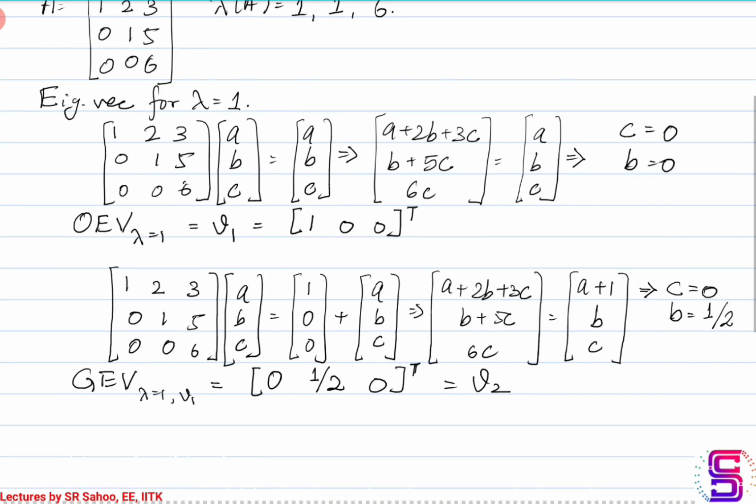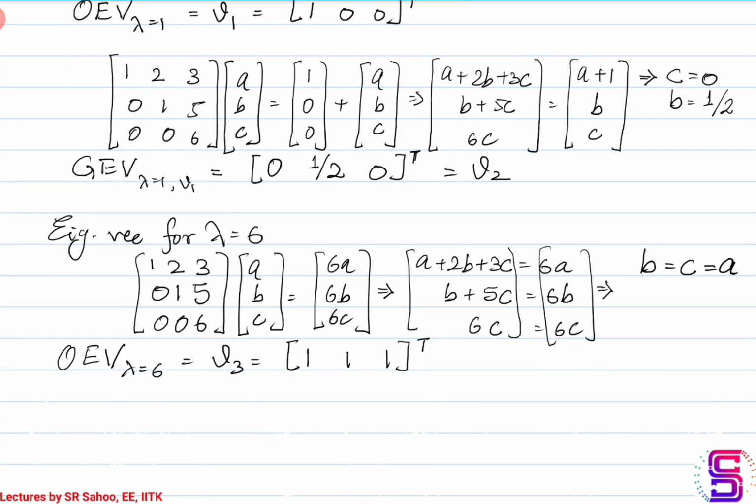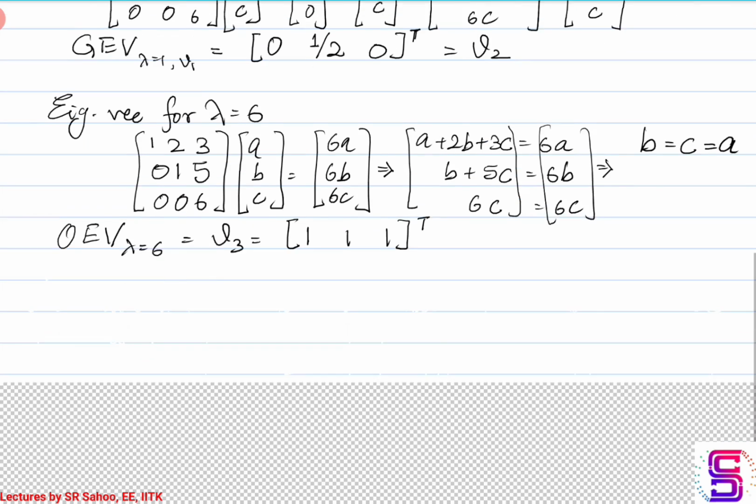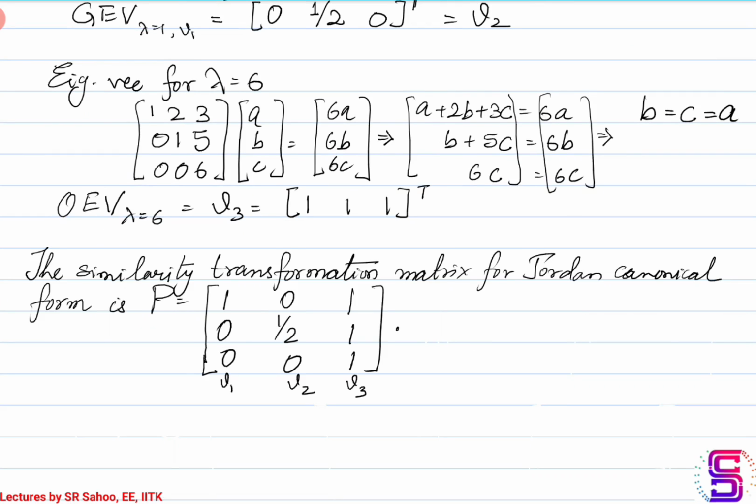Now we have got the two vectors corresponding to the eigenvalue 1. Similarly, we can compute the ordinary eigenvector for the eigenvalue 6, and this is what we have. So the similarity transformation matrix P required for the Jordan canonical form representation is formed out of these three vectors and is given as this. This is what your P is. The first column is v1, the ordinary eigenvector of eigenvalue 1. The second column is v2, which is a generalized eigenvector of eigenvalue 1. And the third column is v3, which is the ordinary eigenvector of eigenvalue 6.